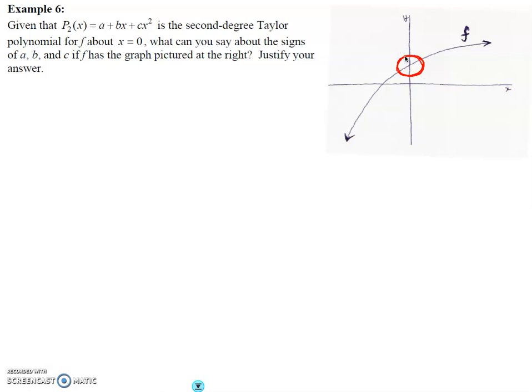What can you say about the signs of a, b, and c if f has the graph pictured at the right? Alright, so let's go through the polynomial itself. Just looking at a polynomial in general, let's just say, so a. Alright, so what does a tell us? A is the value we get if we plug 0 in for every x, when x is equal to 0. And if I'm finding when x is equal to 0, what I'm really finding is the y-intercept.